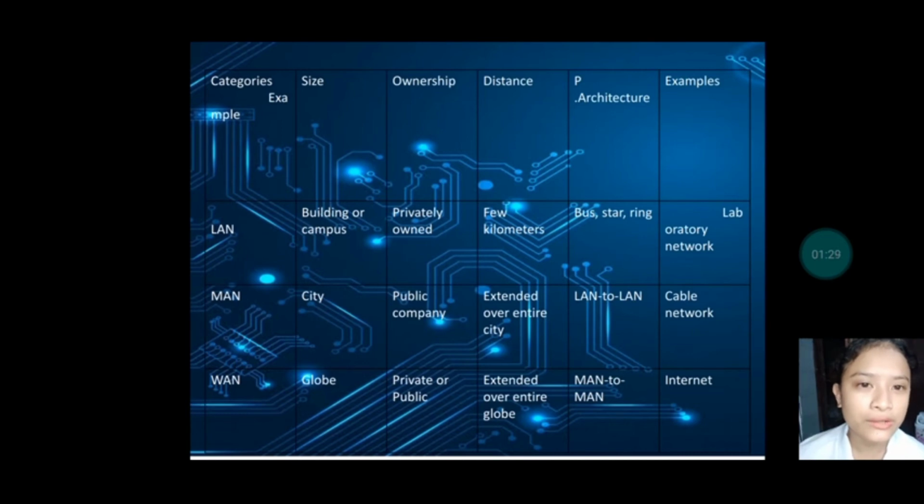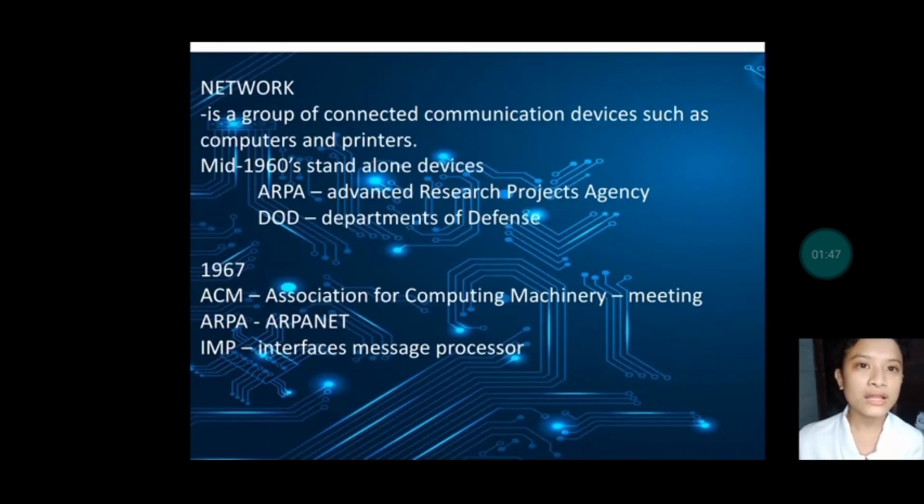Number 3, WAN. The size is globe. Ownership, private or public. Distance, extended over the entire globe. The architecture is MAN to MAN. The example is the internet.